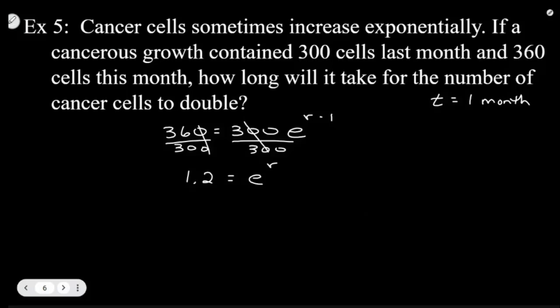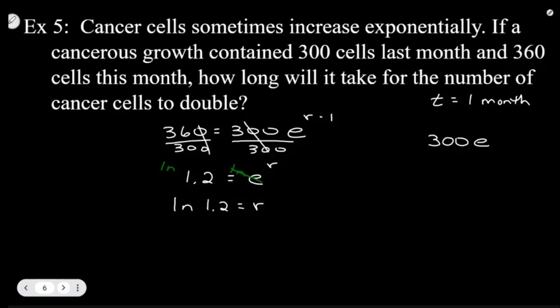And notice 1 times r is just r. So then what do we do to find our answer on this one? Take the natural log of both sides. And this is, again, a case where I might just leave my answer in exact form, natural log of 1.2, because otherwise you're just going to write down a bunch of decimals anyway. Now what that means is we can go ahead and go to the 300 if we want to use that as our starting point still.